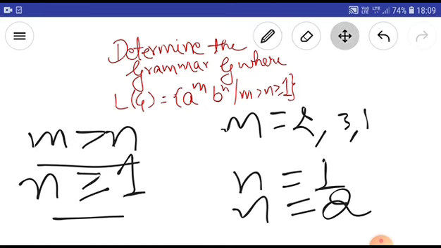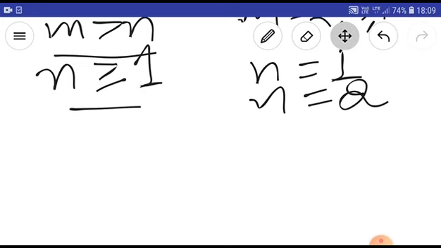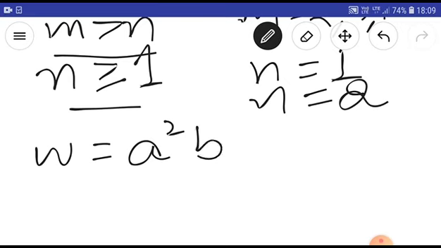So if I am taking w equal to a squared and b raised to power 1, I consider this string acceptable by the grammar, because here the n value is 1 and the m value is 2, which is greater than n. So how to solve this type of question?